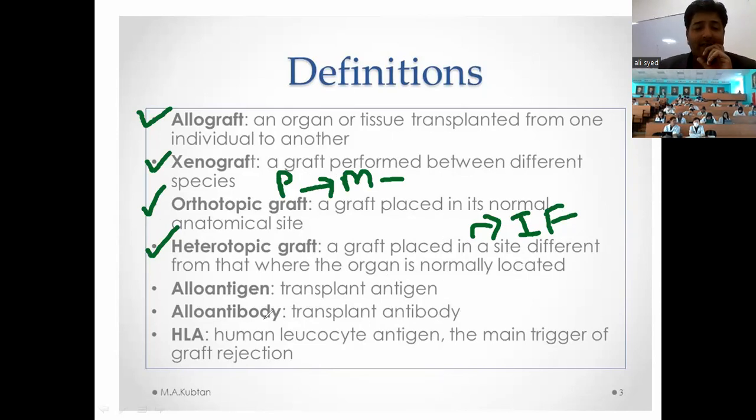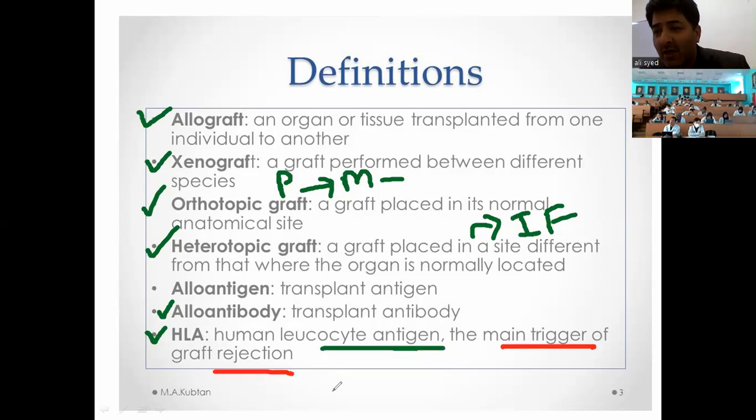Alloantigens are the transplant antigens. We will discuss them later. Then we have alloantibodies, the transplant antibodies. And the last one is the HLA antigen. Very, very important. Please remember it forever. HLA is the main trigger of graft rejection. Human leukocyte antigens are the most common cause of graft rejection. This is your MCQ which you must remember forever.